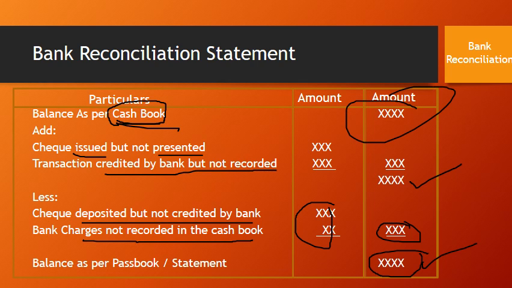Take the cash book balance and then add check issued but not presented, and transactions credited by bank but not recorded. Add these things and then deduct check deposited but not credited, and bank charges not recorded in the cash book. So once you add and deduct these transaction types, finally we get the balance as per statement. So this is the process for bank reconciliation statement.